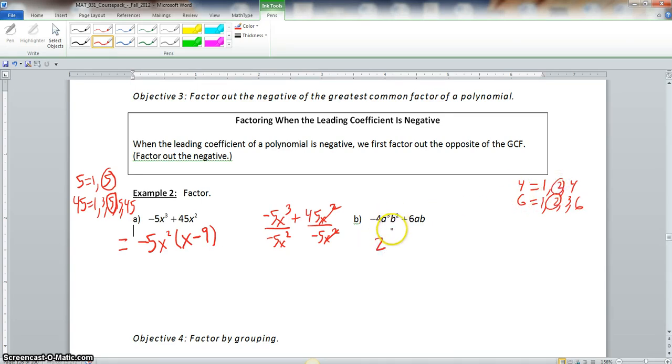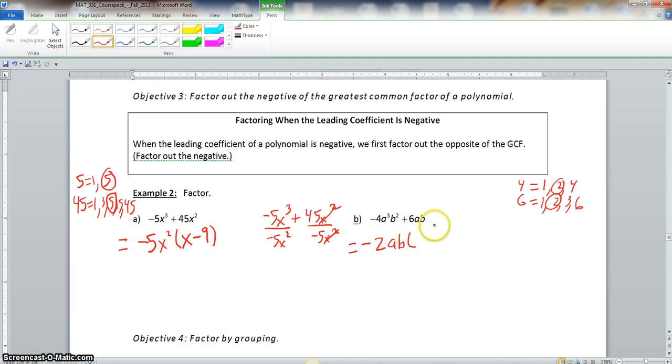Now we look here at these variables. Both of them have an a, both of them have a b. So we take the a that has the lowest exponent and the b that has the lowest exponent. And it happens that both of them have an exponent of 1. So it'll be 2ab. Now, since our lead coefficient was negative, we'll put our negative sign in front.